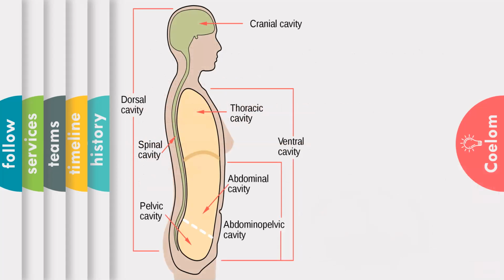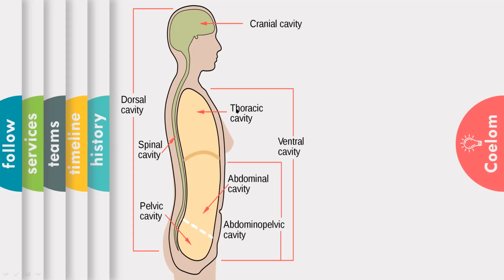Now see, the coelomic cavity inside the human body is present. So you can see in this diagram, there are cavities present. First, the topmost is the thoracic cavity, and this is the abdominal cavity. And then we have the abdominopelvic cavity.